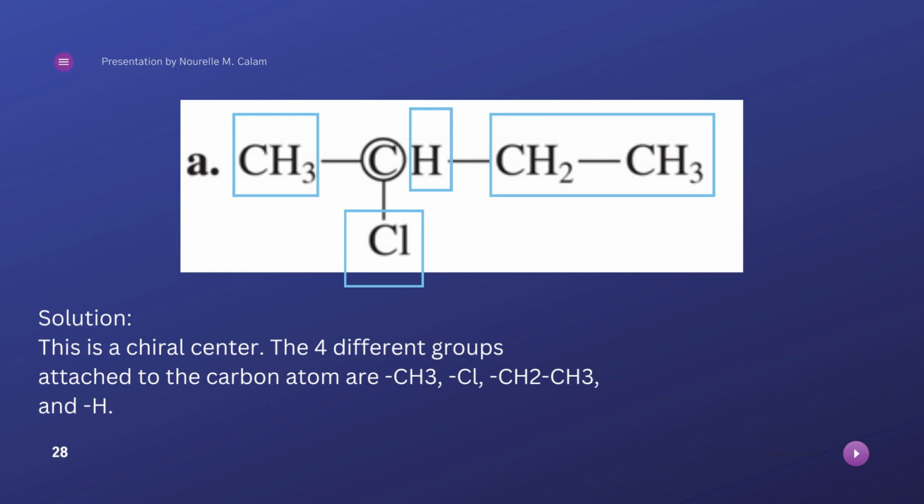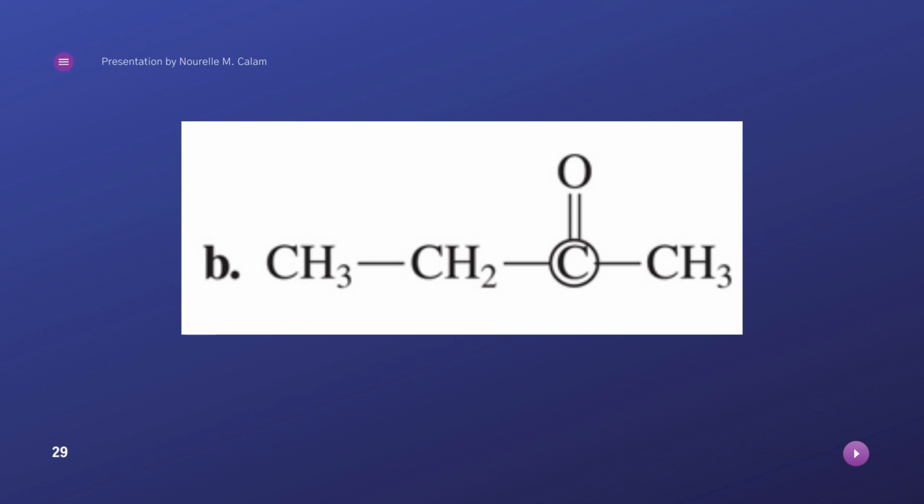First group is the hydrogen atom, first one. Next is going to the left, CH3, going down, chlorine, going to the far right, CH2, CH3. So this one satisfies the condition of having four different groups attached to that carbon atom. Okay, let's have this one. How about this one? Is this carbon atom chiral or not?